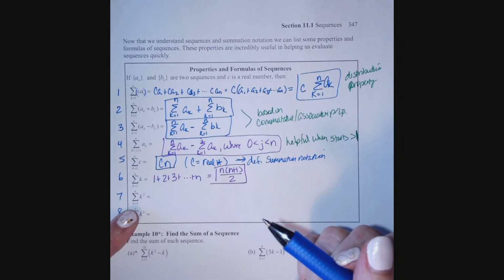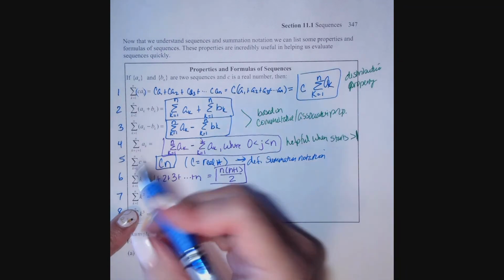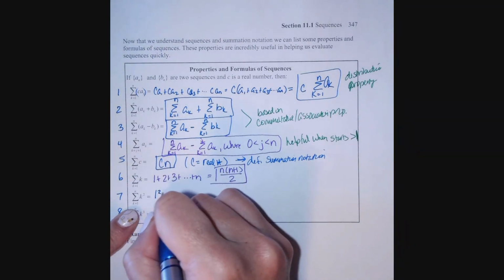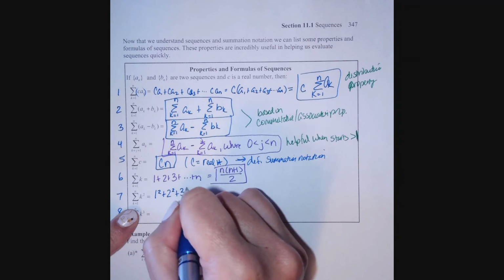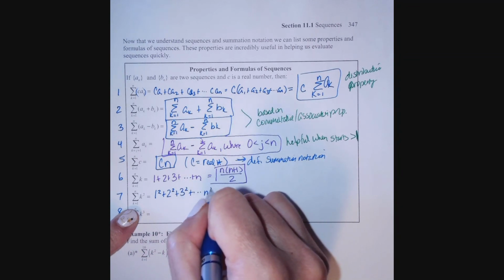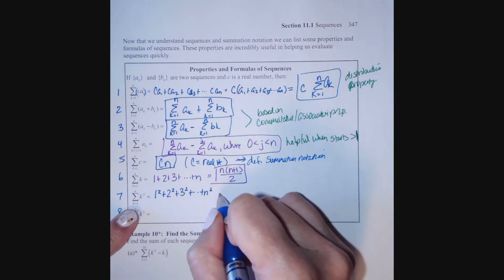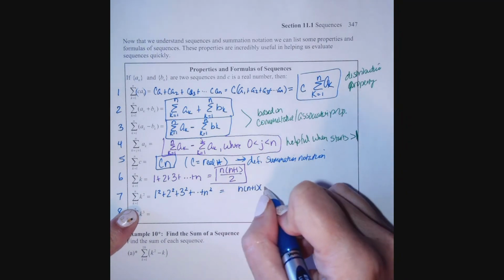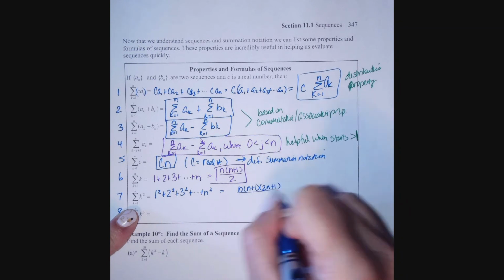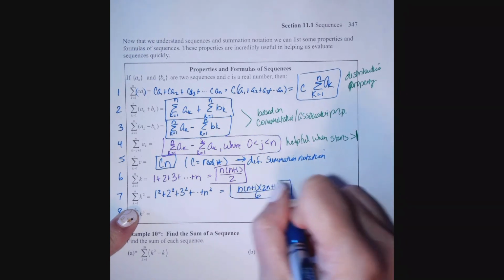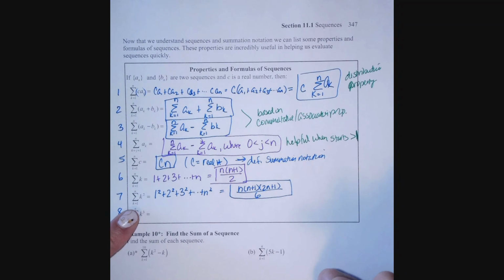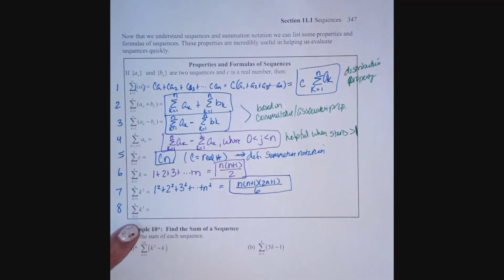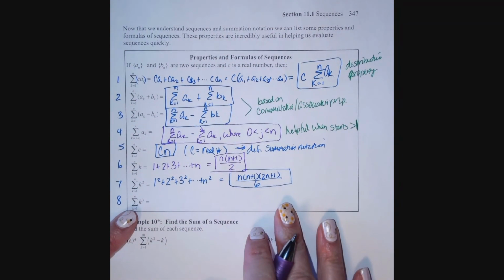On number 7, where I'm adding up the k squared terms, that's the same thing as 1 squared plus 2 squared plus 3 squared all the way to n squared. To find that, I multiply n times n plus 1 times 2n plus 1, and I divide by 6. Again, the proof of why this works is found in the book. We're not going to take the time to do that today.